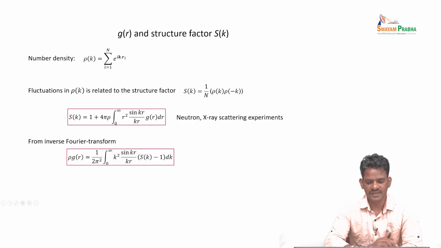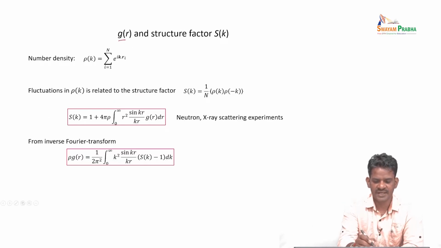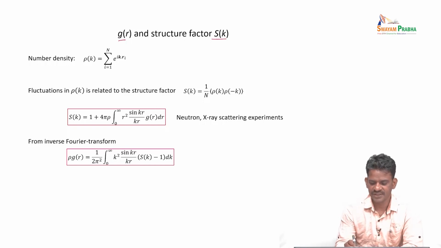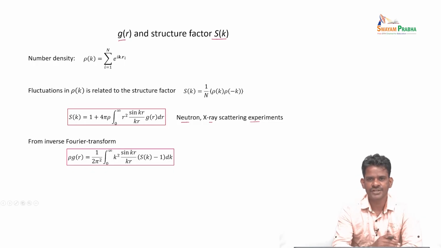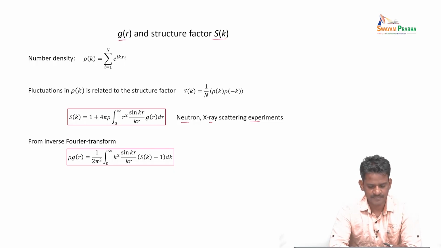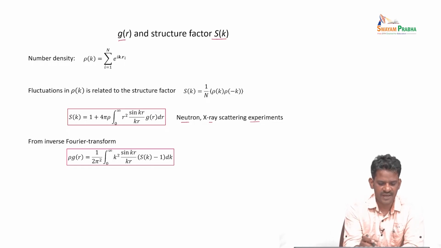Now, one final thing about the g(r) is that it is also related to what is known as the structure factor, and the structure factor is something that is obtained in neutron and X-ray scattering experiments. So by looking at the relationship between g(r) and the structure factor S(k), we can also compare our g(r) with the experimentally measured structure factor. So the structure factor is actually defined as a function of number density.